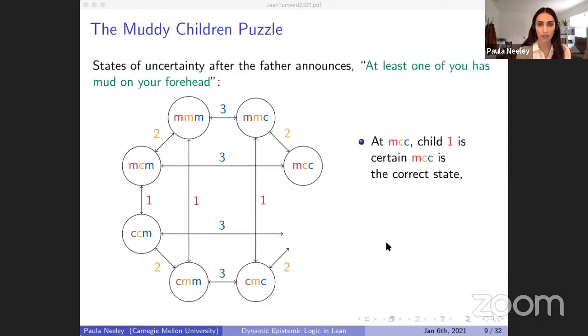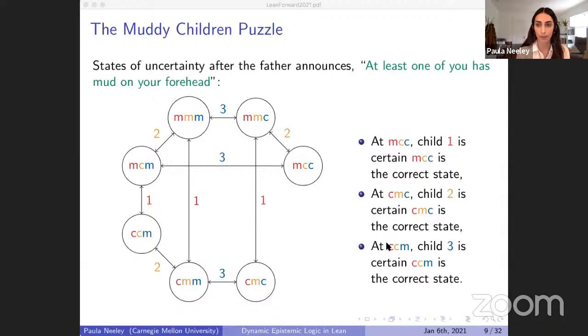So if MCC is the true state of the world that obtains, then child one would at this point become certain that MCC is the correct state, right? Because child one sees two other clean foreheads. The father said at least one of you has mud on your forehead. So child one knows it must be me. By symmetry, the same argument holds for child two at world CMC and child three at world CCM.